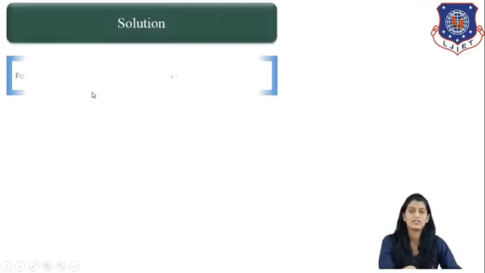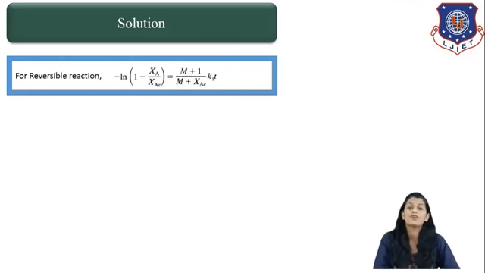Now let's start with the solution part. For the reversible reaction, we know the equation is minus ln of 1 minus XA by XA equilibrium equals (M plus 1) upon (M plus XA equilibrium) times K1 into t. We are going to utilize this equation, which we have already derived in our previous sessions. So please refer to those sessions to understand where we get this particular equation, right? From this equation, we are going to determine the value of K1, right?